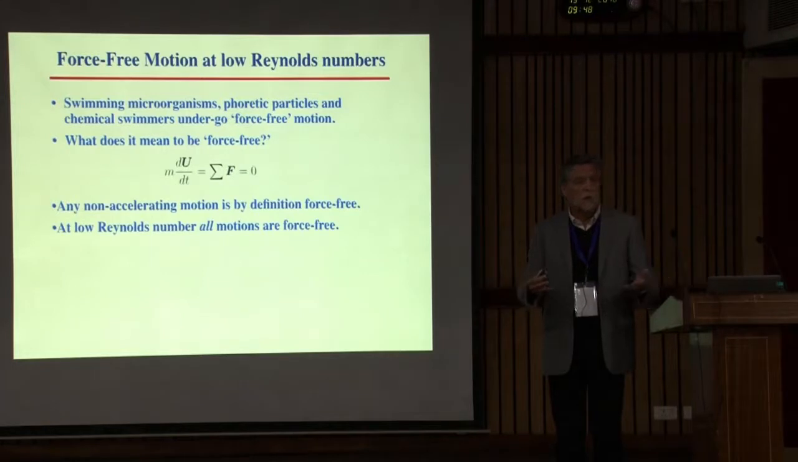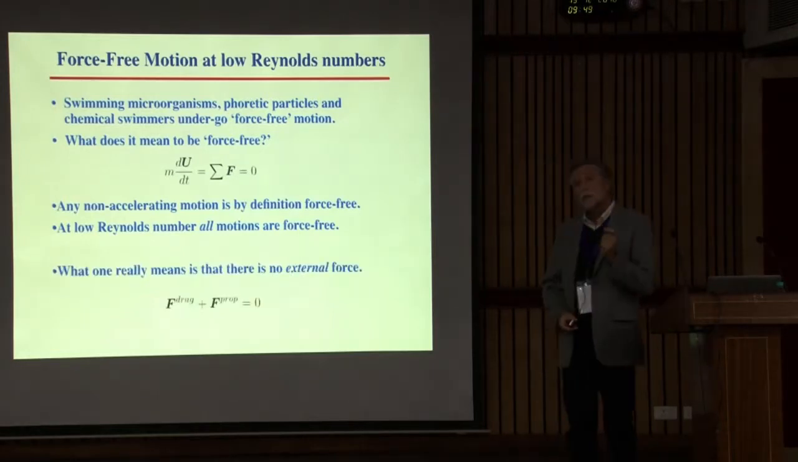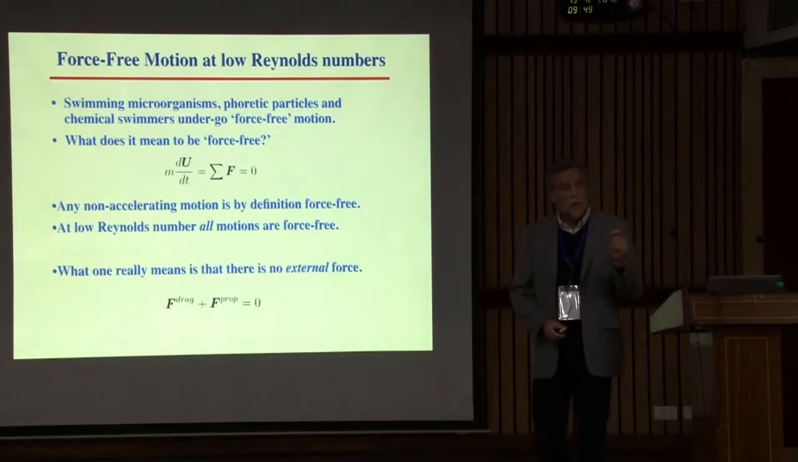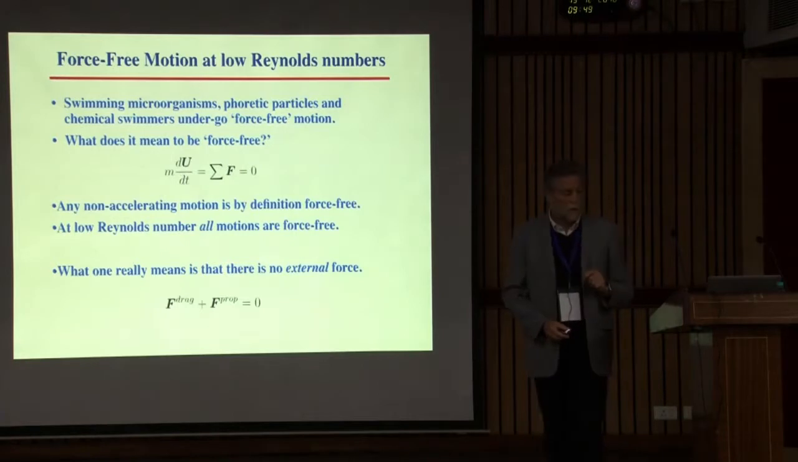So when someone tells you it's force-free motion, that doesn't mean much, because it's always force-free motion at small Reynolds numbers. What they meant to say was there's no external force causing the object to move. It's always a balance of a drag force and a propulsive force. That's the most important part of what goes on.